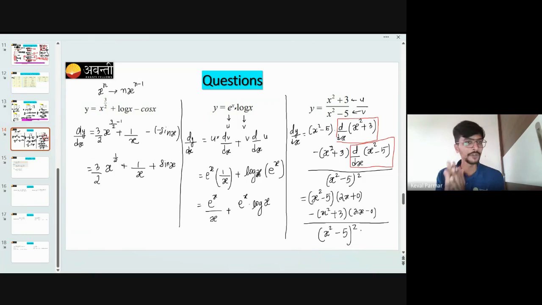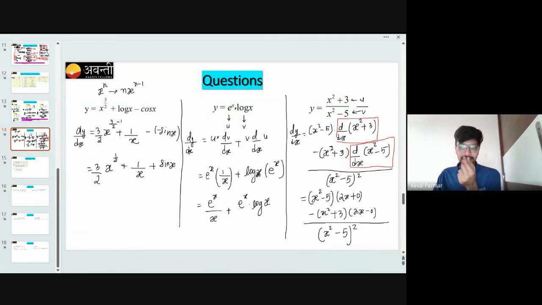Now, if you want, you can simplify the numerator. Let's not go into algebraic simplification as we are short on time and we need to learn derivatives. So if you simplify the numerator, you will get the answer. Can someone simplify the numerator for me and tell me what the answer will be? Anyone? Okay. Very good. Very good, Chirag.